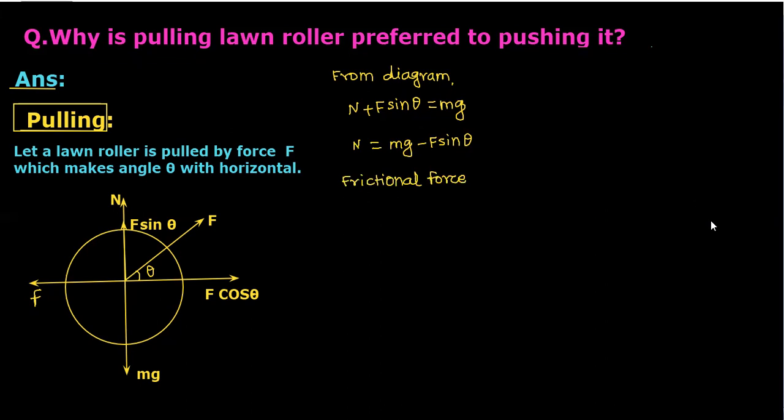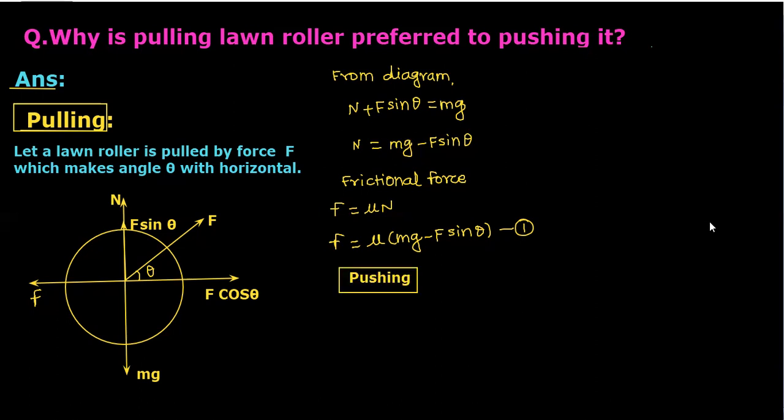Now the frictional force f is equal to mu into N, where mu is the coefficient of friction. So f is equal to mu times N. Now the N value we know, in case of pulling, is mg minus F sin theta. Let's substitute here and we get f is equal to mu into (mg minus F sin theta). Let's call this equation number 1, and this is the frictional force in case of pulling. Now let's move ahead.